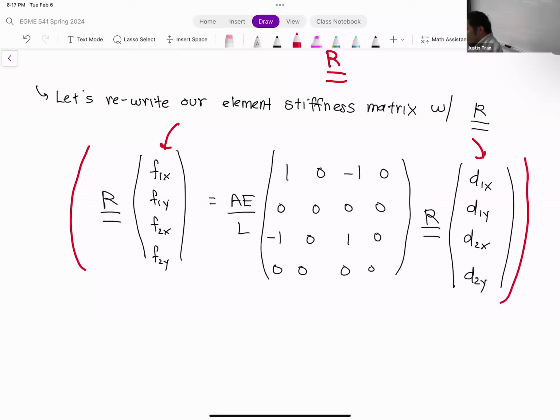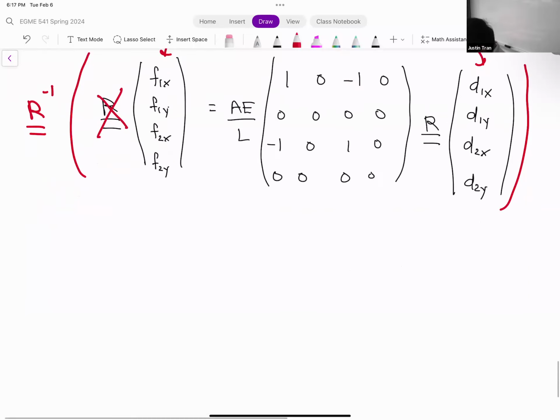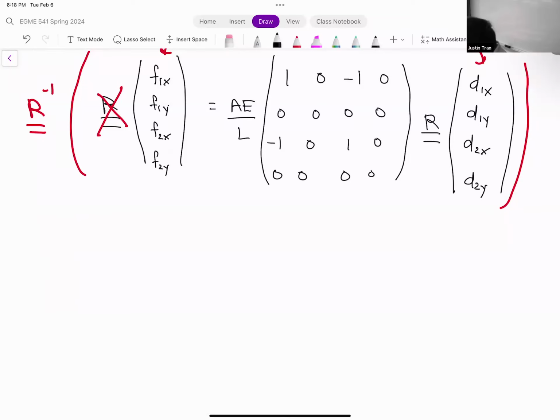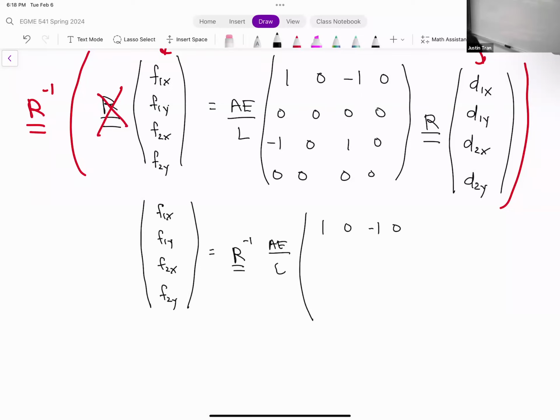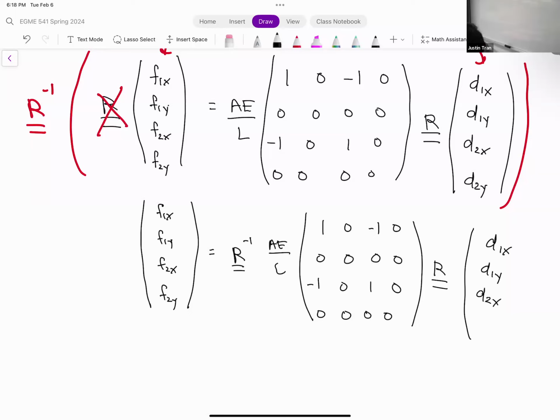I want to get all of the sine and cosine terms on the right-hand side. So we're going to pre-multiply by R inverse. Pre-multiplying by R inverse is going to get rid of the R matrix on the left and move it to the right. We have F1x, F1y, F2x, F2y equal to R inverse times AE over L times 1, 0, minus 1, 0, 0, 0, 0, 0, minus 1, 0, 1, 0, 0, 0, 0, 0, multiplied by R times D1x, D1y, D2x, D2y.